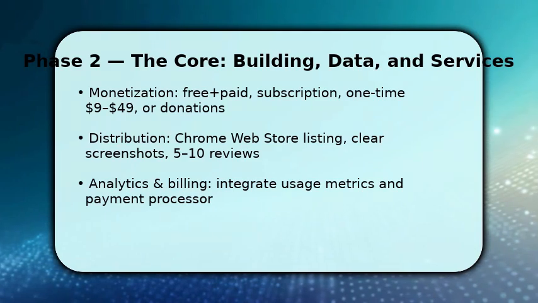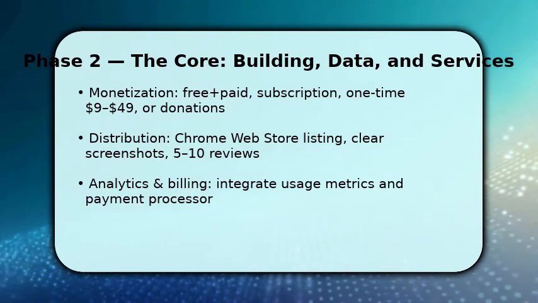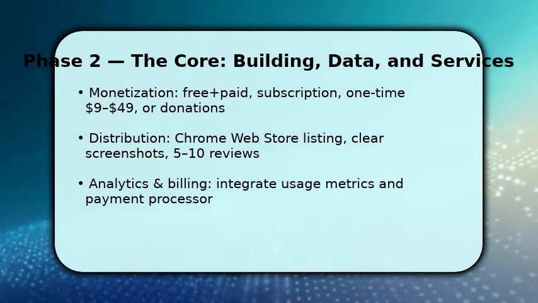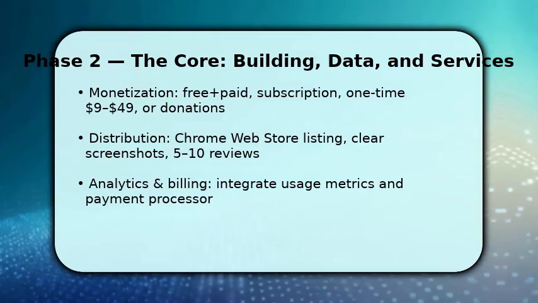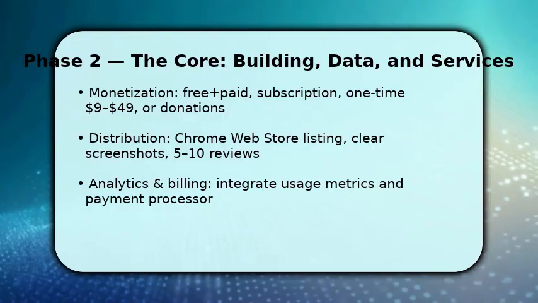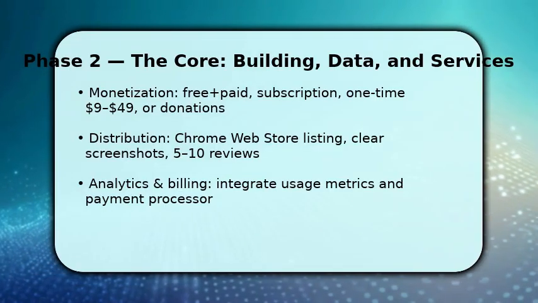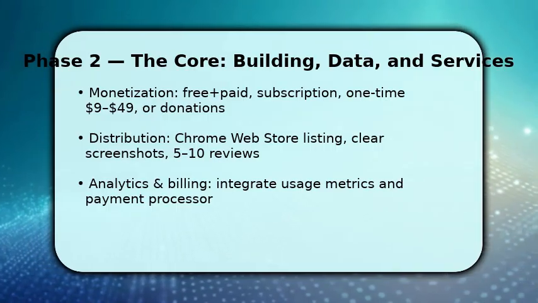You now implement monetization. Decide free plus paid, subscription, or a one-time $9.49 price. Make the value difference obvious. Then prepare the Chrome Web Store listing: crisp screenshots, clear copy, and gather 5-10 initial reviews before broad marketing.